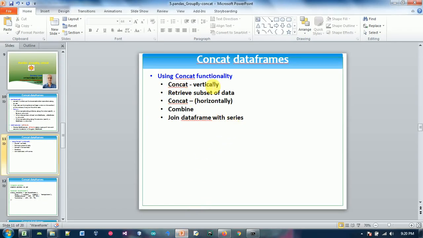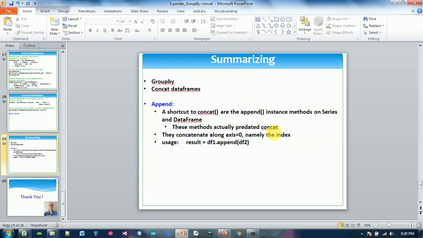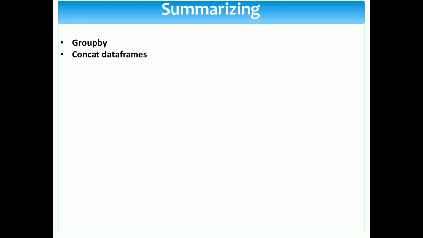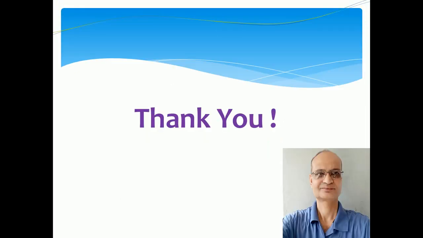So we have concatenated vertically, then we have retrieved a subset of data, then we have concatenated horizontally, then we combined it, and then we have joined the data frame with the series. That is what we have seen as part of this video demonstration. Just to summarize, in these two videos, the previous video covered the group by clause, and in this video we have seen concatenating data frames. Just an additional piece of information: there is a shortcut to concat called append, and append can also be used. So that's essentially about group by and the concatenation of data frames. Thank you.